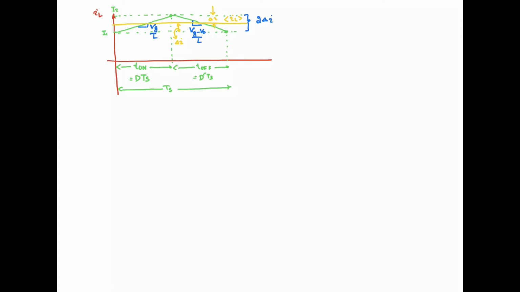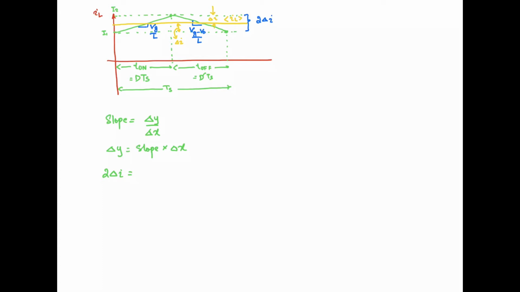So now for the calculation of the inductance, we are going to use the expression for the slope. How do you determine the slope? Slope is delta y by delta x. So we can say that delta y is equal to slope into delta x. So what is delta y in this case? Delta y is the change in the y-axis quantity, and that is the inductor current. So that is equal to 2 delta I. So 2 delta I will be equal to the slope multiplied with delta x.